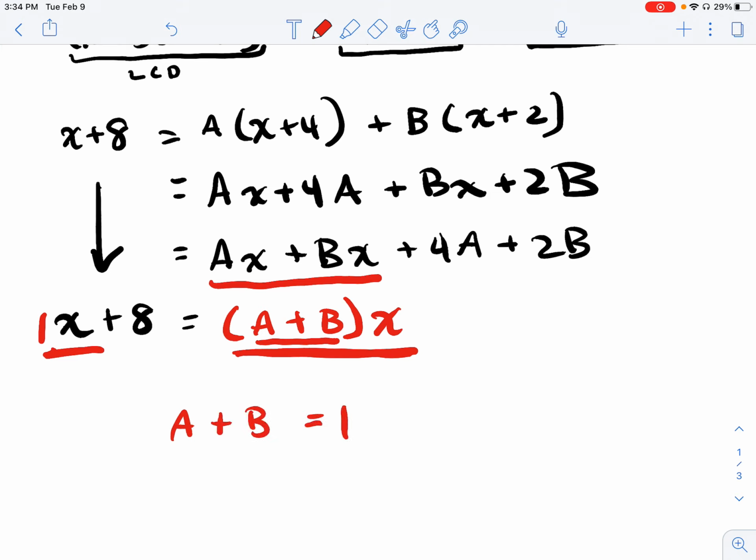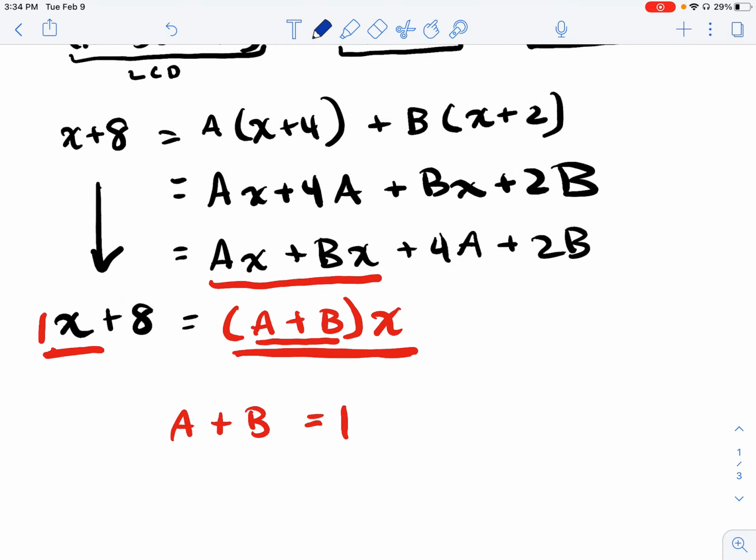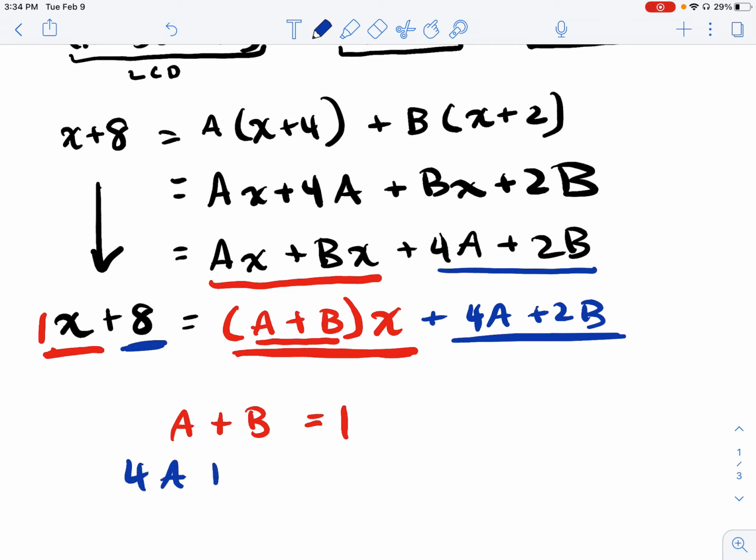So what I can then do is rewrite one part here as a plus b is equal to 1. Now similarly, let's switch colors there, I know that these remaining terms must be equal to the constant 8. So let me write that. I know that 4a plus 2b, in order for these two equations to be equal, the sum of these two terms has to be equal to 8. So I can write that. 4a plus 2b is equal to 8.